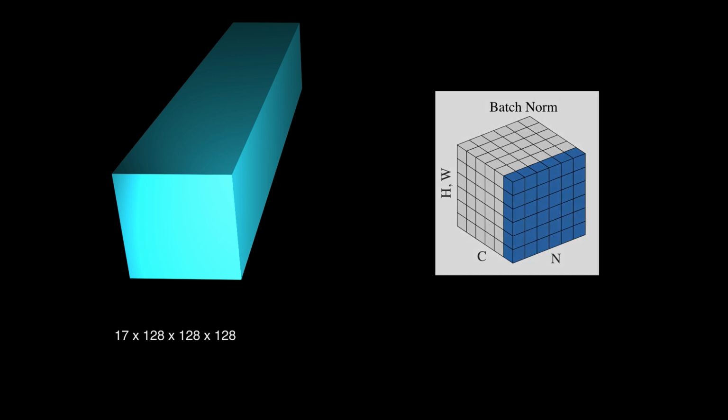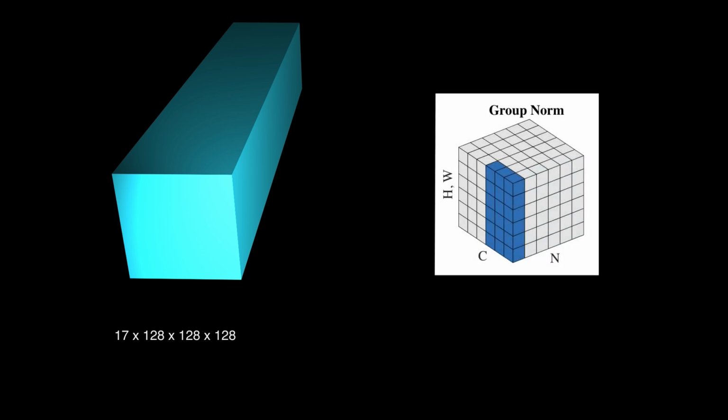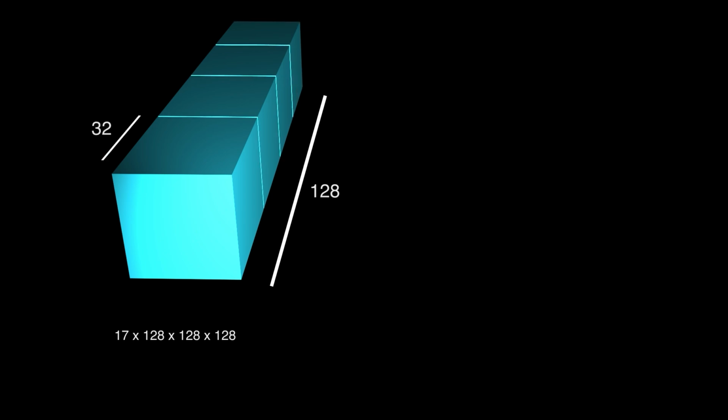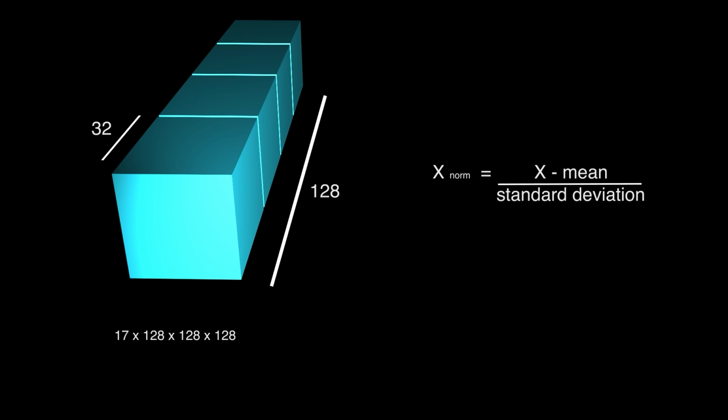To address this issue, researchers from Meta introduced group normalization. Unlike batch norm, group norm normalizes across groups of channels within a single training sample. By default, the group size is set to 32. For instance, if our data has 128 channels, we would have 4 groups, each with 32 channels. All the numbers within a group are normalized together. To normalize, we find the mean and standard deviation of the set of numbers. Then for each number, we subtract the mean and divide by the standard deviation to get the normalized values.